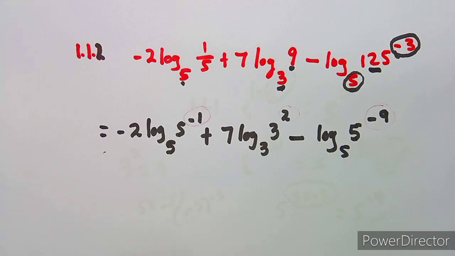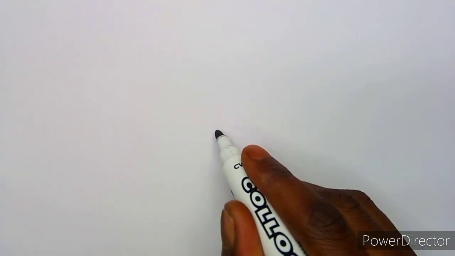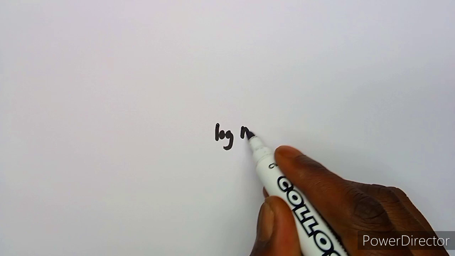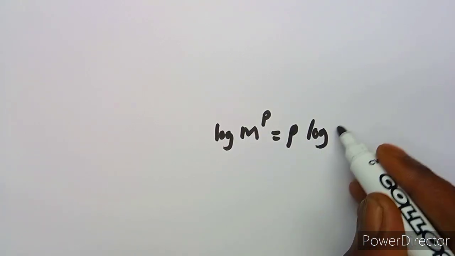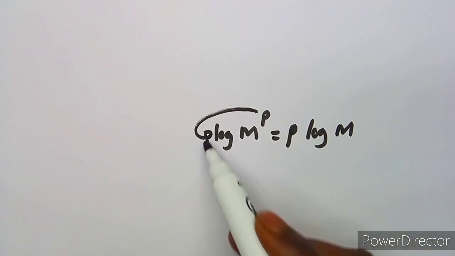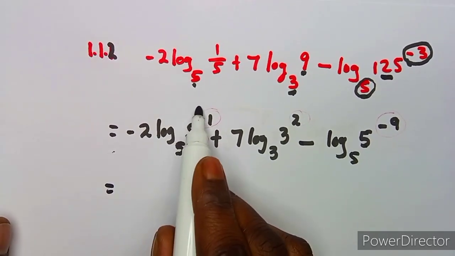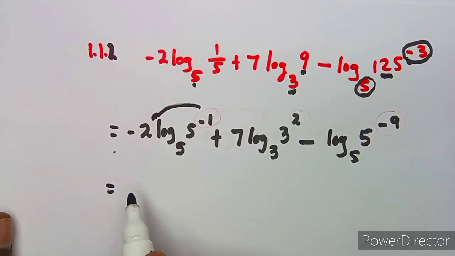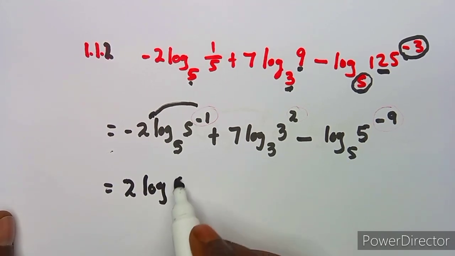Okay, we have our law. Remember, log m to the exponent of p is equal to p log m. So that's the law that we're going to use. You just need to multiply by the exponent. So that's negative 1 and negative 2, which is positive 2 log 5 base 5.